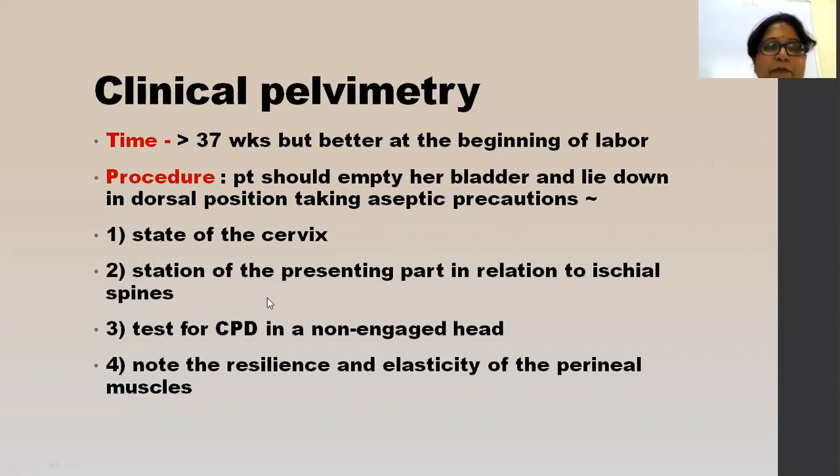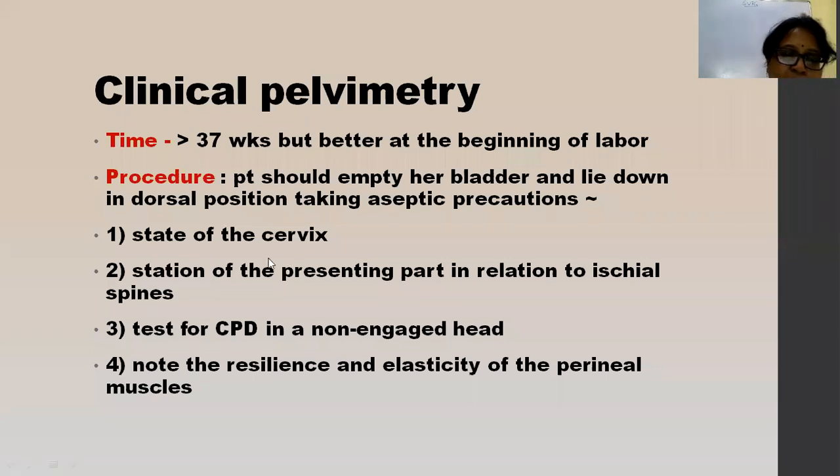So what is clinical pelvimetry? We have seen a video of clinical pelvimetry, how we do that, in the previous class. It is usually done once the woman completes 37 weeks, but it is better to do a clinical pelvimetry before the beginning of labor. What is the procedure? The woman should empty her bladder. She has to lie down in the dorsal position, and aseptic precautions are to be maintained while doing clinical pelvimetry. And even before that, you need to explain the procedure and take the consent of the woman. That is also important.